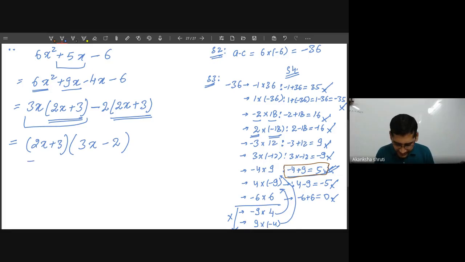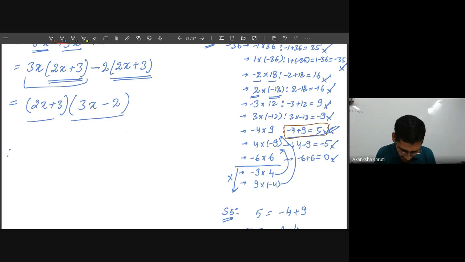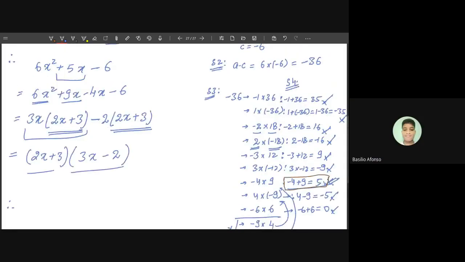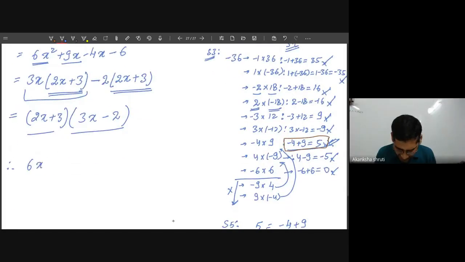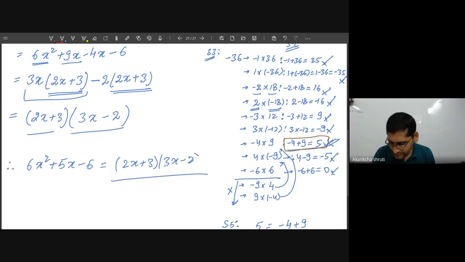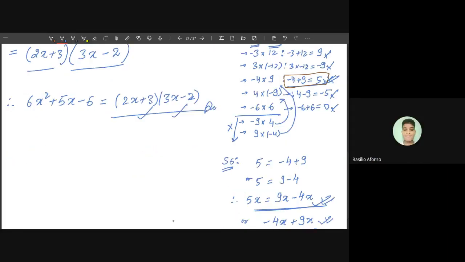So what are we getting? It is the first linear factor. It is the other linear factor. Therefore, the product of two linear factors: 6x square plus 5x minus 6 is equal to (2x plus 3)(3x minus 2). So this was the required answer. This is factor 1, this is factor 2. So this way it is factored, as the product of two linear factors.